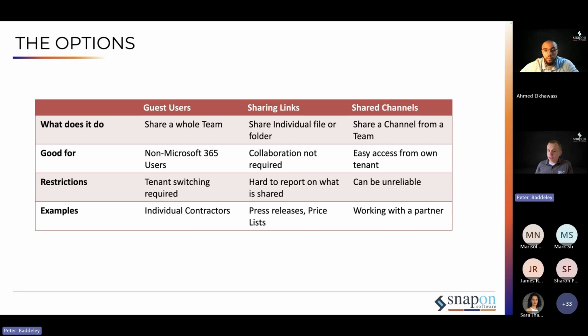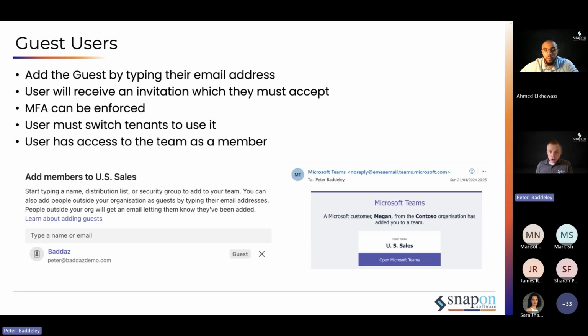Sharing links are great for things like press releases, price lists, marketing brochures, which you want to share with individuals. And shared channels are great when you're working with a key business partner who's working in Microsoft 365. To share a little bit about what each of those experiences are like, we won't delve into those in too much detail today, but we have published a series of blog posts on each of these.